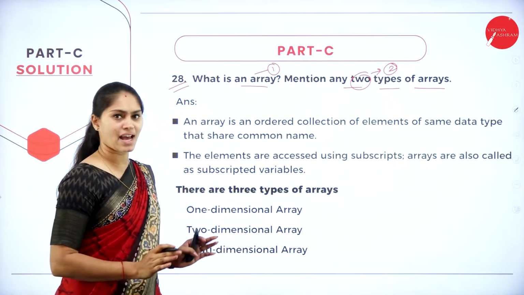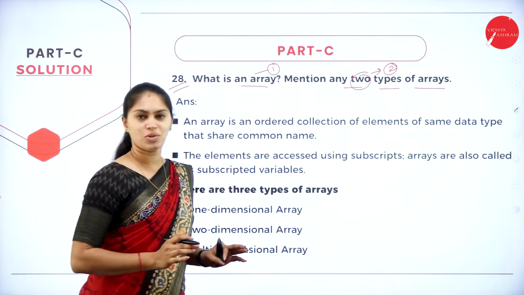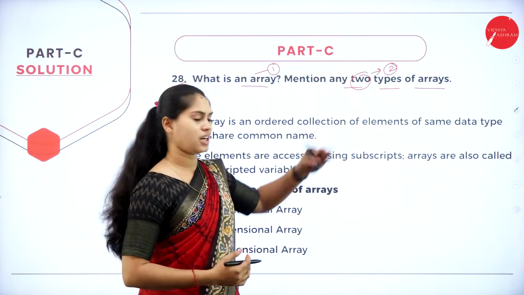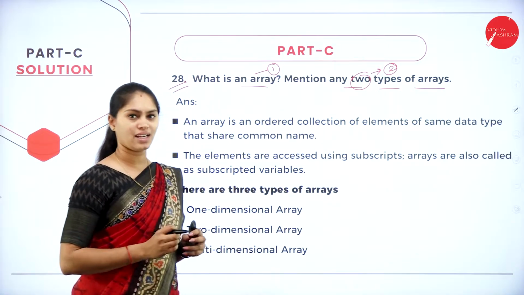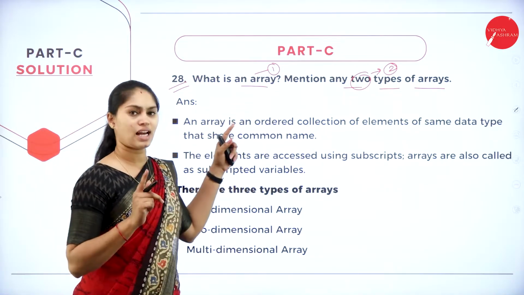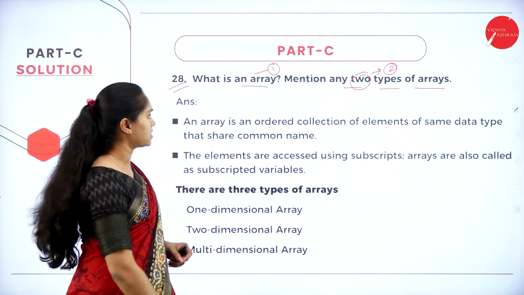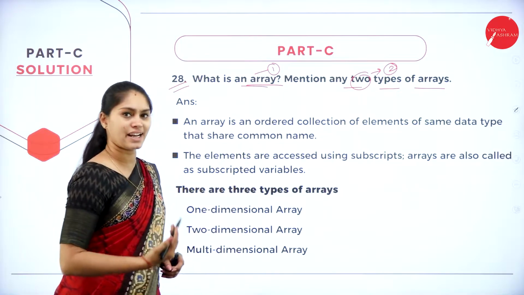They are simply asking to mention. You need not explain, you need not write any brief discussion about any of the types of an array. If you write the definition of an array, that will be for 1 mark. If you mention its types, that will be for 2 marks. So, what is an array here?